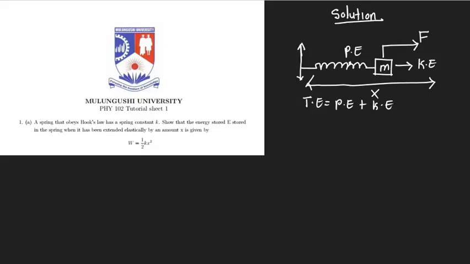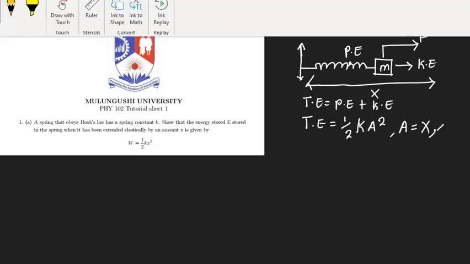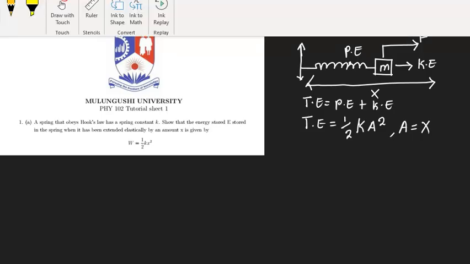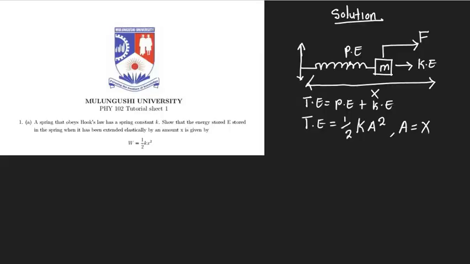Now, the total energy under simple harmonic motion is given by the formula 1/2 spring constant K A to the power 2, where A might equal X. So we can use this particular concept in order to calculate this particular question. Now, how are we going to solve this particular question?